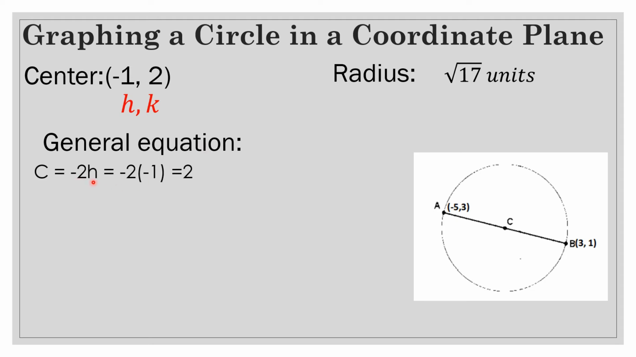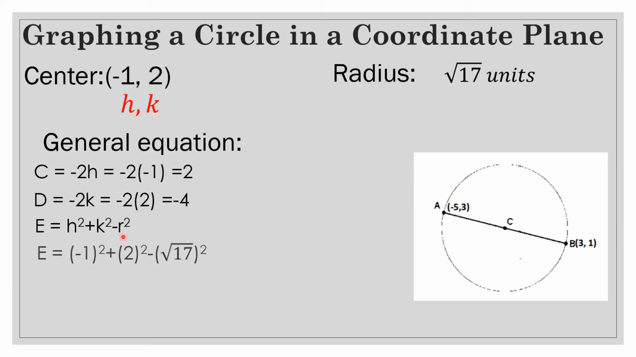Yung c natin is negative 2 times h. So, negative 2 times yung h natin na negative 1, that is positive 2. Next naman is yung d, which is negative 2k. Yung k natin is 2, so negative 2 times 2 equals negative 4. At ang e natin na h squared plus k squared minus r squared. Yung h natin is negative 1, k natin is 2, at ang r natin is square root of 17. So, substituting those values, we have negative 1 squared, 2 squared, tsaka square root of 17 squared. So, simplify natin yan.